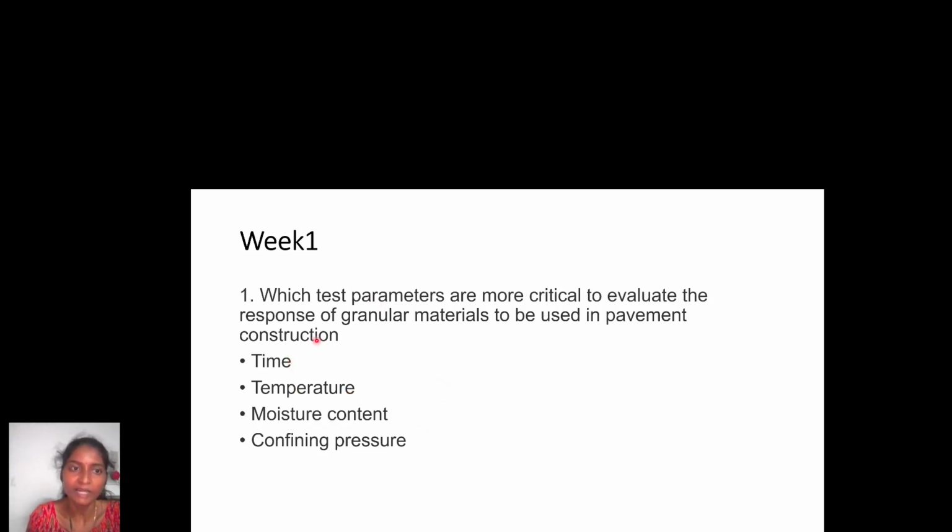Let us take the time. If I apply 1 hour of vehicle load and if I apply 10 minutes of vehicle load, will there be any change in the response of the granular material? And the moisture content, especially the change in moisture content, would cause a lot of response differences in the granular materials and also soil, and the confining pressure. So these remaining three would be the main important test parameters. Temperature might not be that important for granular and soil materials.